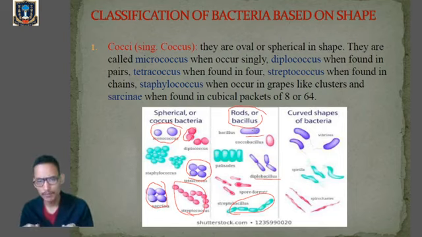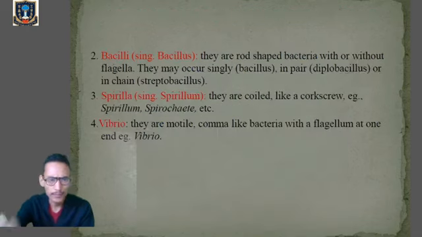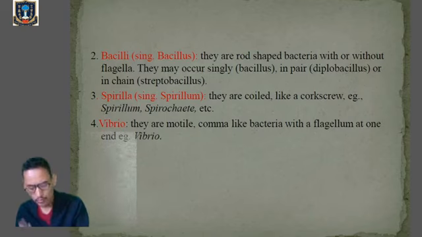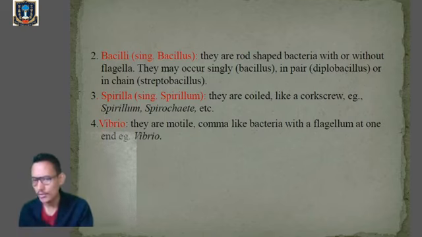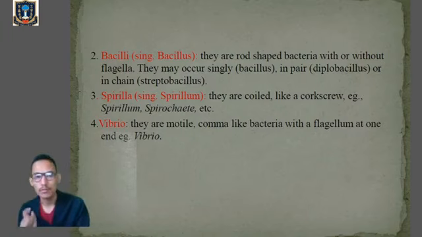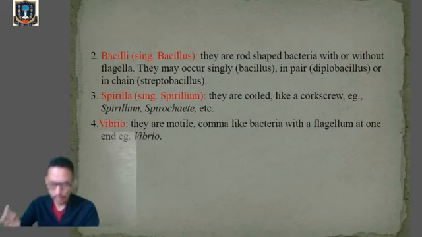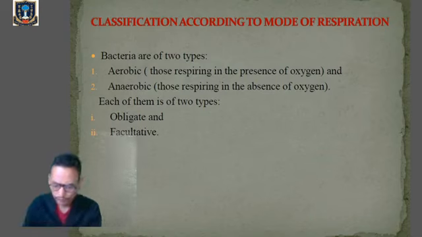Remember the shape. An example: cocci is oval or spherical. Then bacilli is rod shaped. Then spirilla is like a coil, corkscrew shaped, and vibrio is motile, the comma shaped bacteria. So just remember the types of bacteria based on the shape: rod shaped, spherical shaped, then coiled like a corkscrew, and the comma shaped. Clear? Okay.